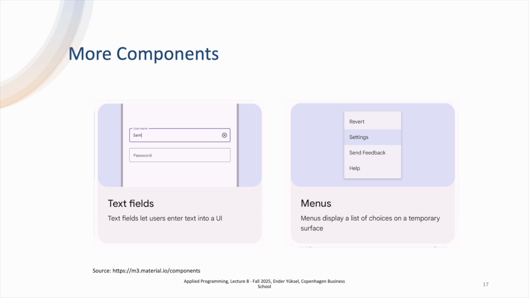There are many more components in Angular Material. I'll just talk about two more of them that we also use. First of all is the text fields. Text fields let users enter text into a user interface. And the second one is the menus, which display a list of choices on a temporary surface.